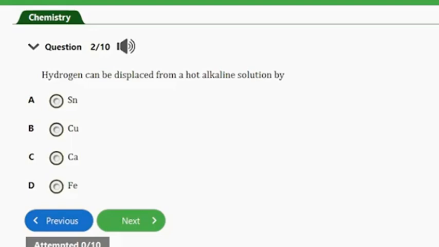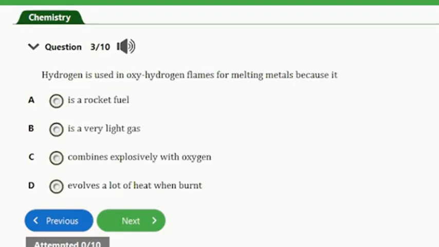Hydrogen can be displaced from a hot alkaline solution by tin. And this is correct because tin dissolves in concentrated solution of alkalis to give trioxonitrate 5 salts and hydrogen. So that's it for this question. Let's consider the next question.